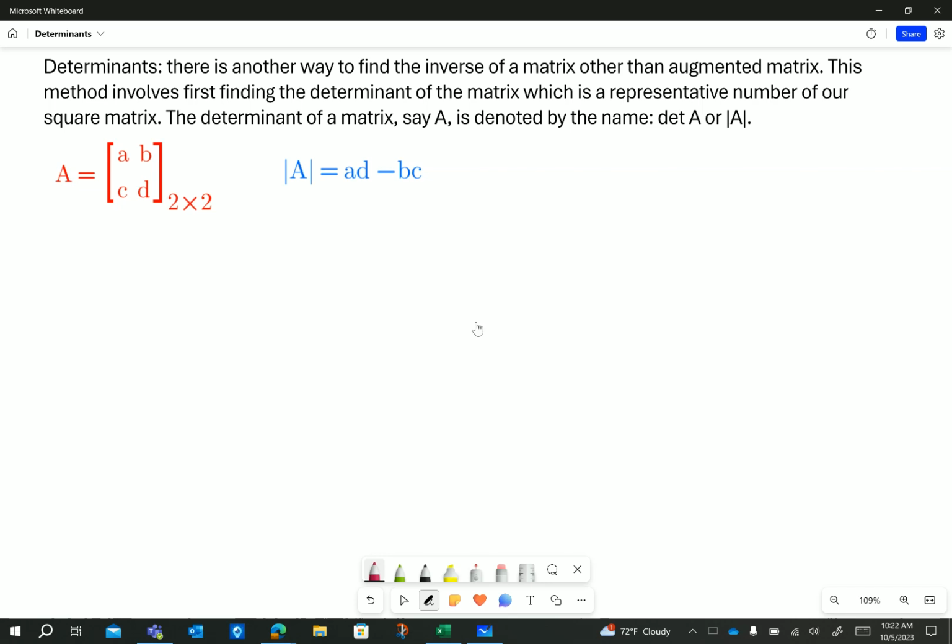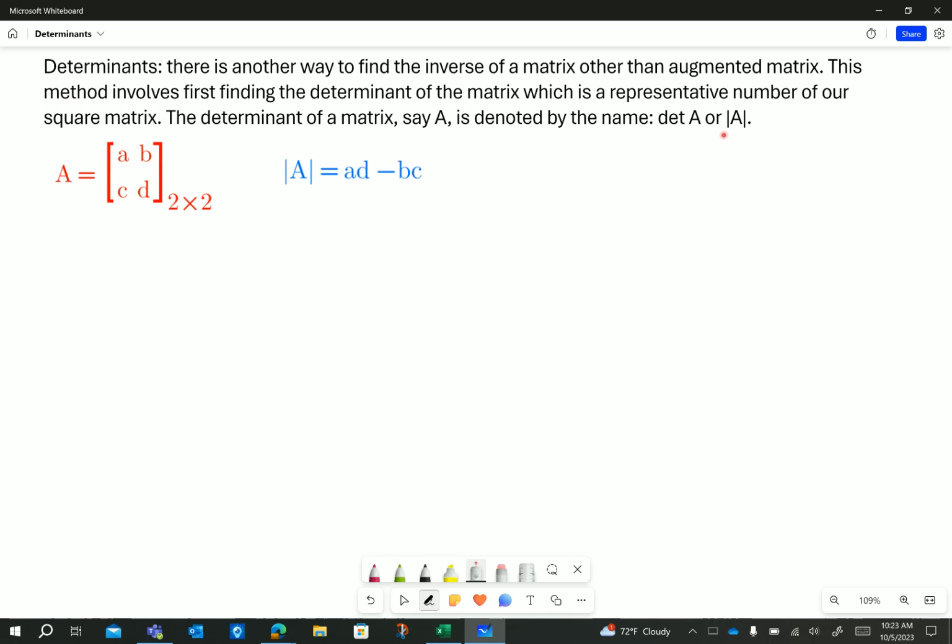Now you'll notice that the determinant of A will be denoted by writing DET of whatever the matrix name is, or you can use the absolute value bars around the capital letter of the name of your matrix. Whichever method you prefer, you make that choice and continue to use it.